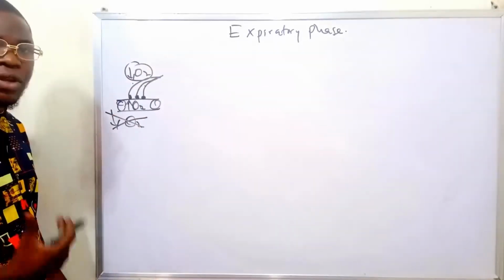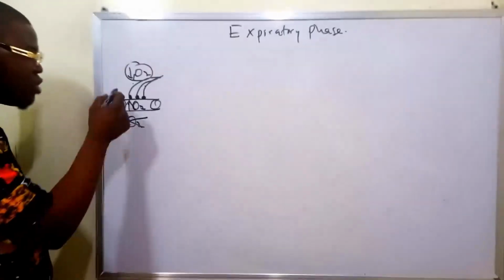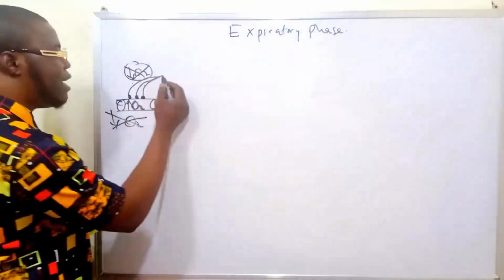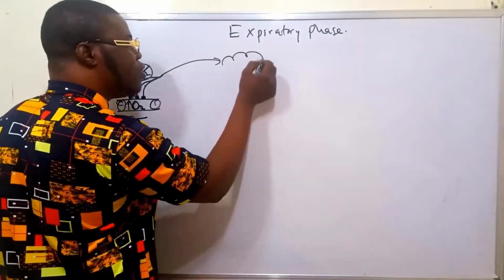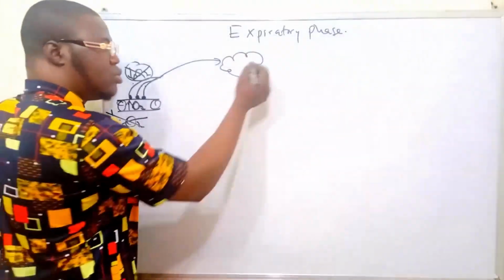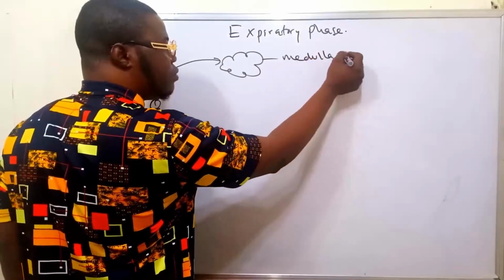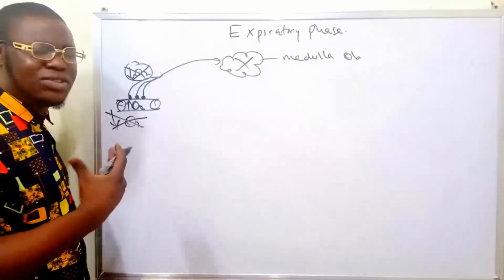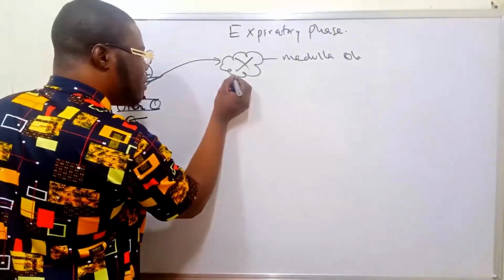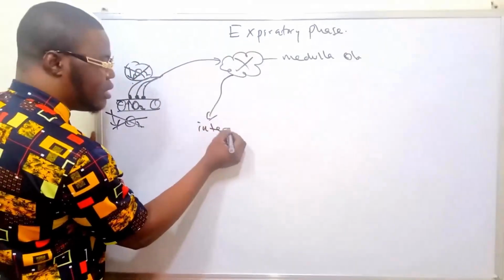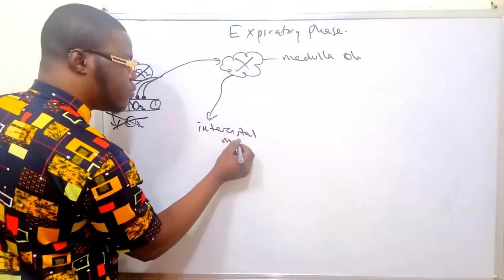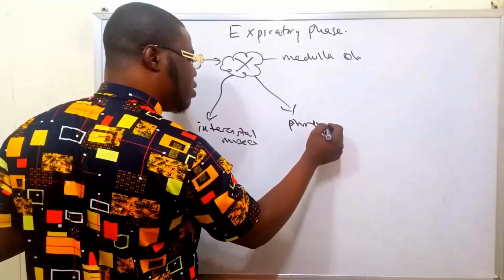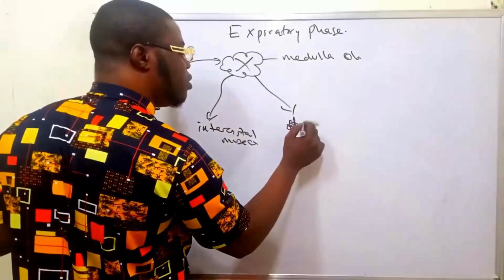But after inspiration, we've brought in a lot of oxygen to our blood. So we are going to have an increase in oxygen level. So they are not going to send any impulse. And if they are not sending any impulse, it means no impulse is going to the medulla oblongata. And if there is no impulse going to the medulla oblongata, it means the medulla oblongata will not send impulse to the intercostal muscle, and it will not send another impulse to the diaphragmatic muscle or the phrenic nerve, to the diaphragm.